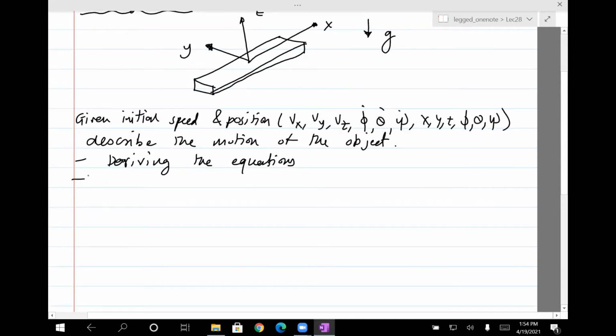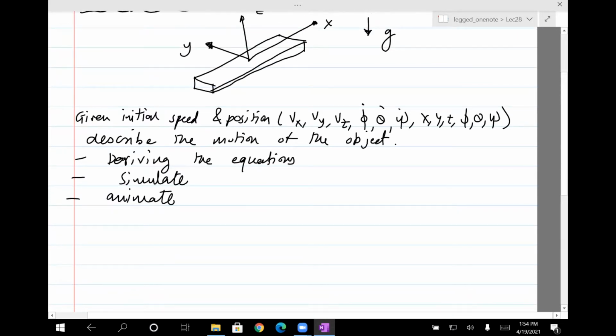Second step is to simulate the system. Now that's actually very simple. It's just ODE45, just simulate and animate the system. For the animation, I'm going to reuse the code I've used before for this object. So that's so simple. The harder part is probably the derivation of the equations, right? Everything else you've done so many times in this course. So let's see how to do that.